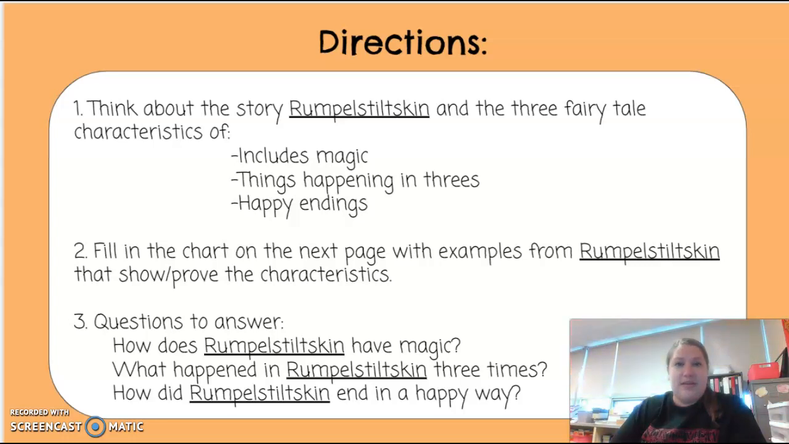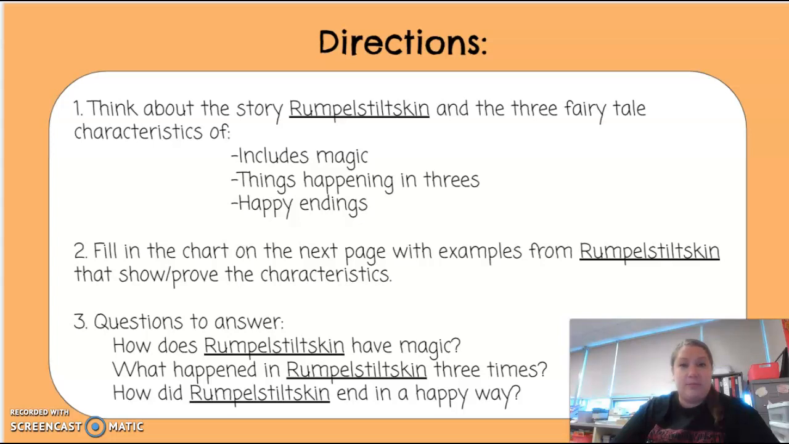For today's response to reading, you will need to sign on to Schoology and find the assignment you see here. We will be responding to the story Rumpelstiltskin. Earlier today, we talked about characteristics of fairy tales. Those characteristics we discussed include magic, things happening in threes, and happy endings.